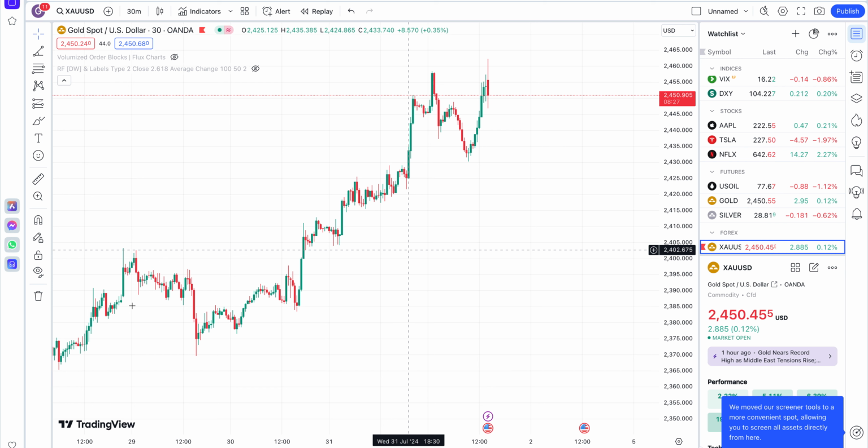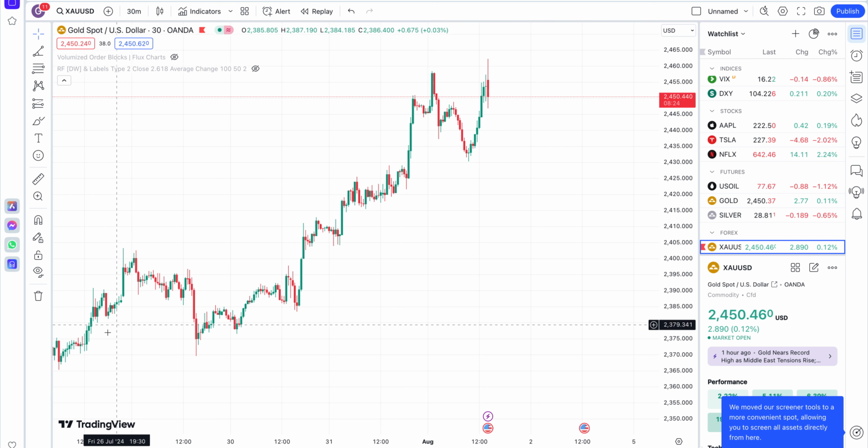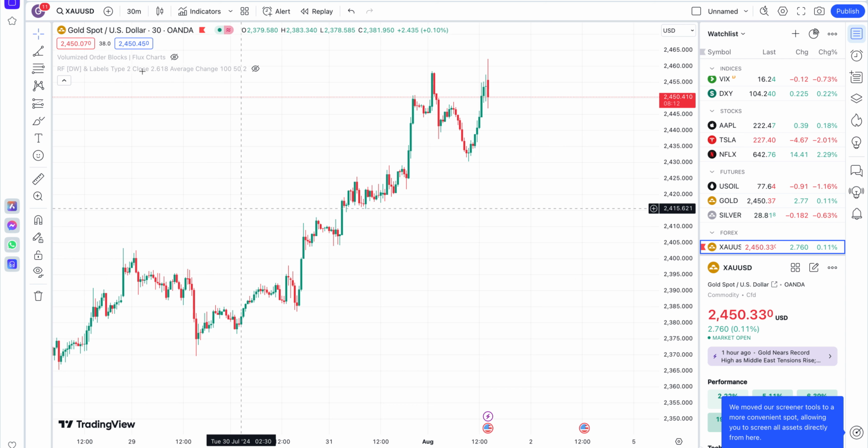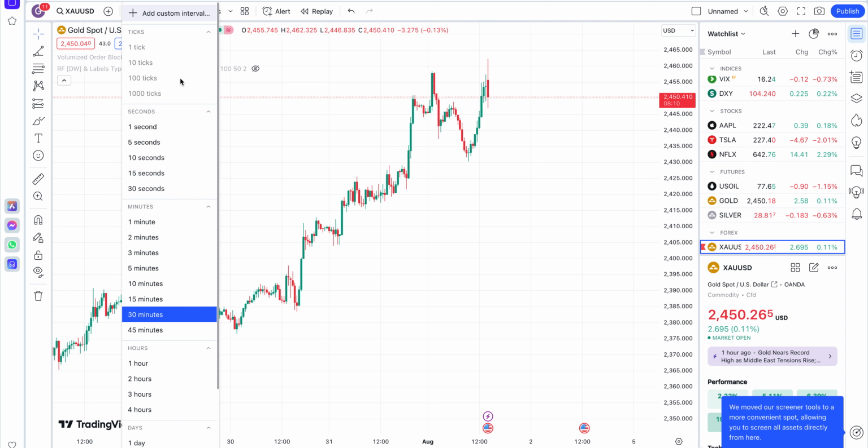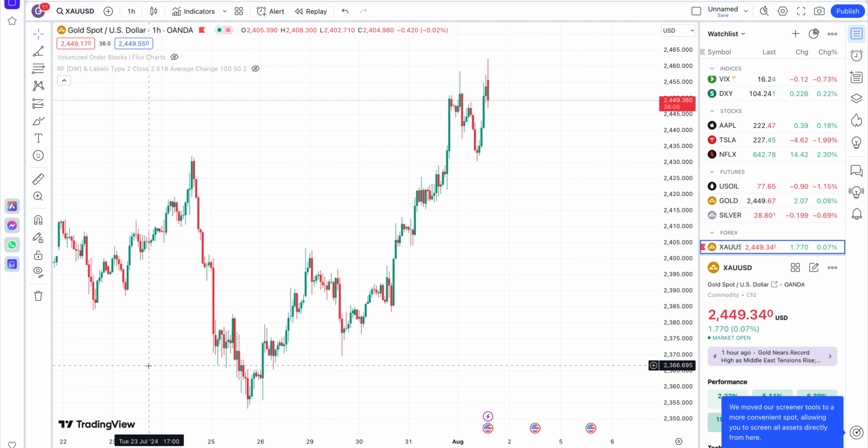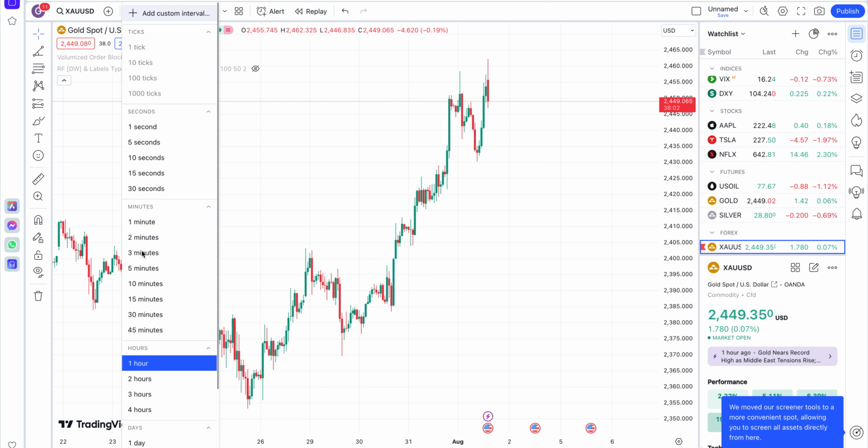And as you can see on the chart, there are no indicators on the chart. We're looking at real-time gold USD. As you can see, it's real time and we're on the 30 minutes time frame. So let's put it on the 1 hour time frame so you can see that we're looking at a real time trade, and we can put it back on the 30 minutes time frame.